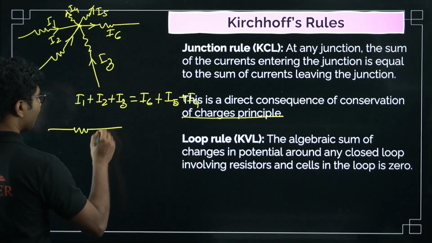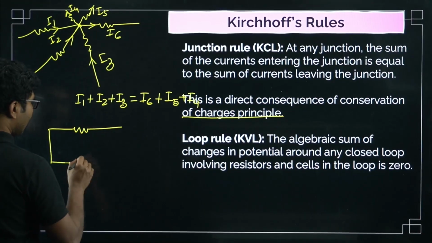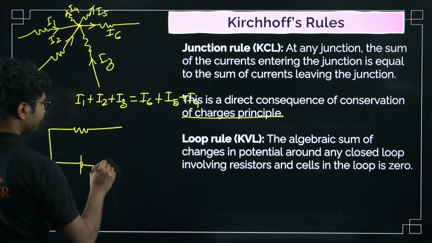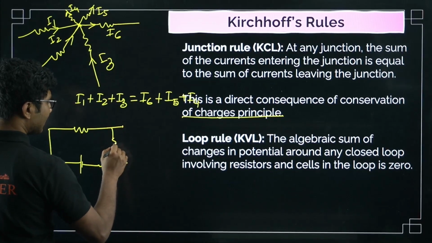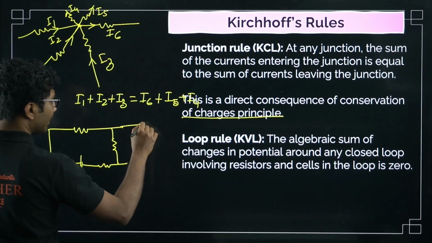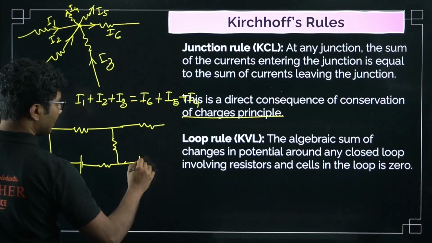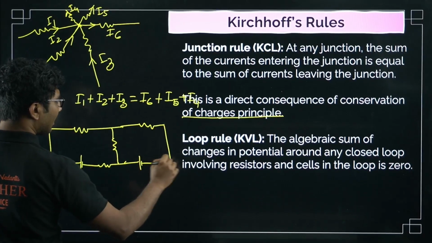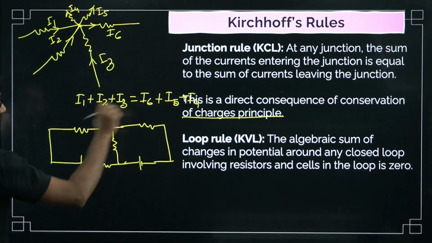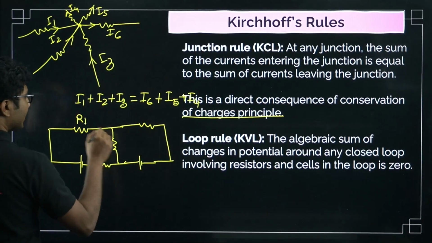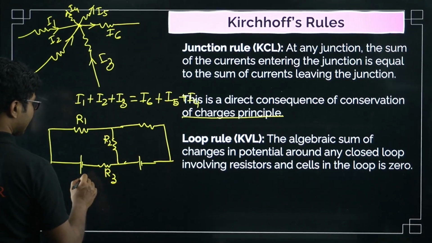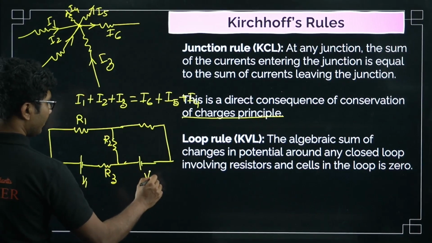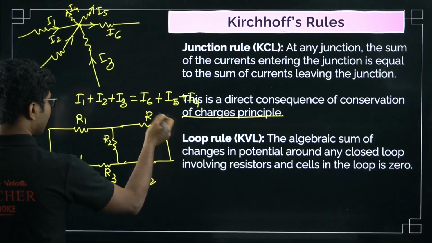Now while writing we will write it like that, but while solving questions, suppose we have a cell and a resistance, some cells, some resistances, and some other parts also. Suppose we have some other resistance, some other cell. There may be multiple. This is the simplest circuit. Say this is R1, this is R2, this is R3, this is V1 and this is V2, this is R4.